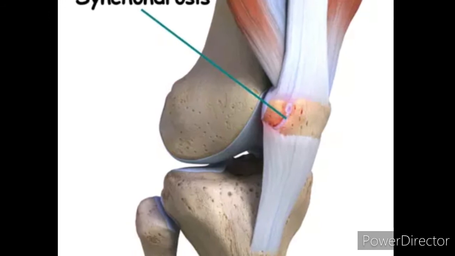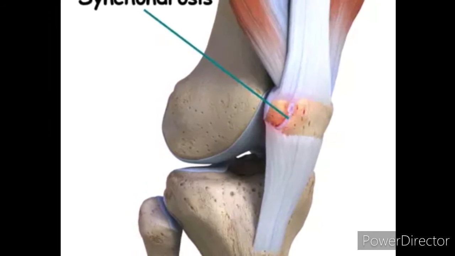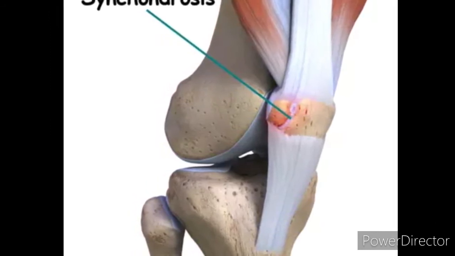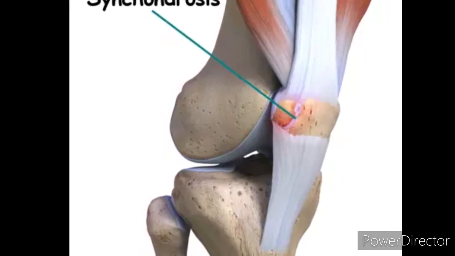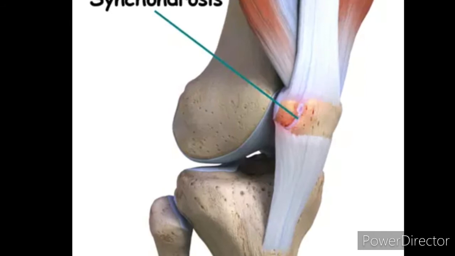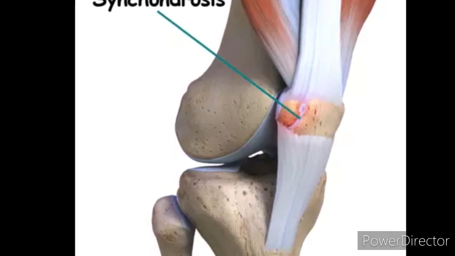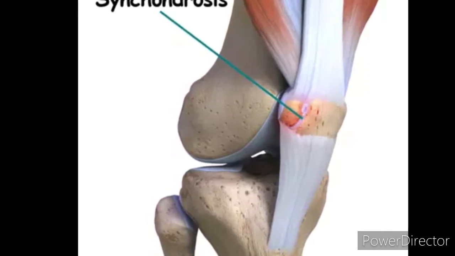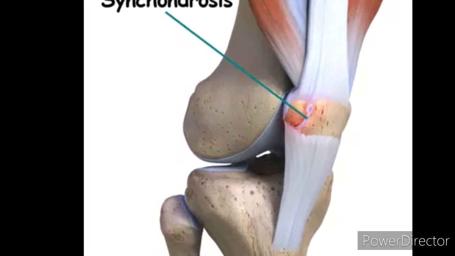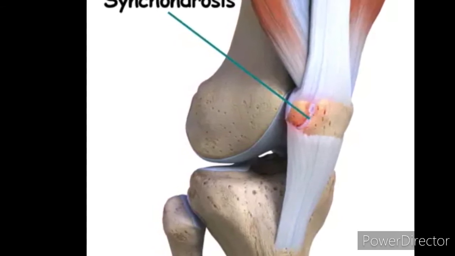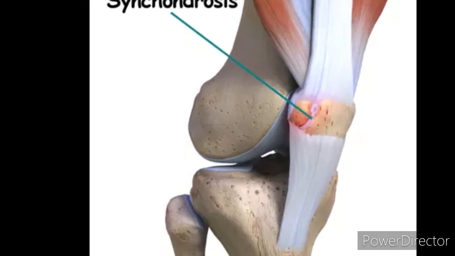Normally, these two centers of a bone will fuse together during late childhood or early adolescence. If the bones do not ossify together, then the two pieces of bone remain connected by fibrous or cartilaginous tissue. This connecting tissue is called synchondrosis.